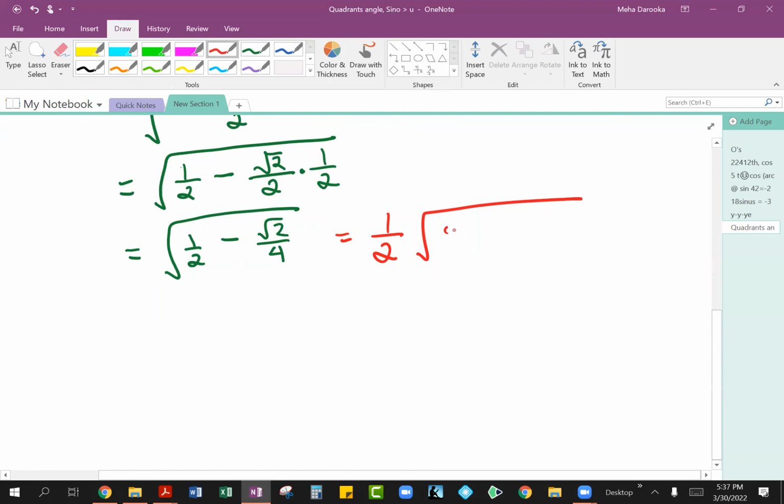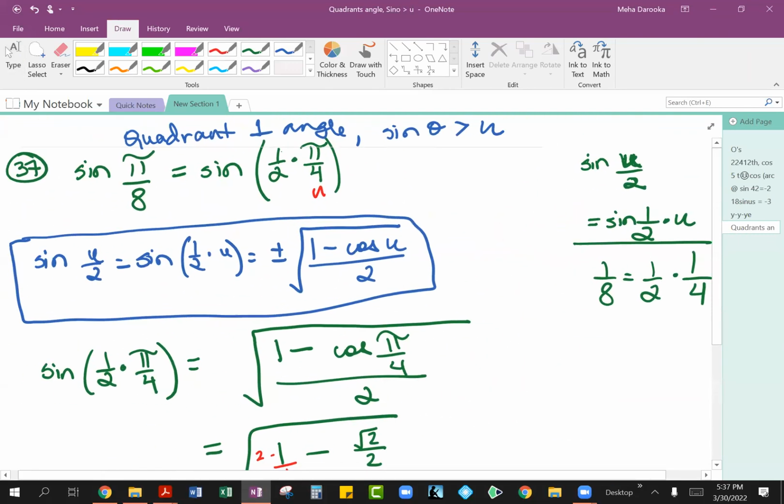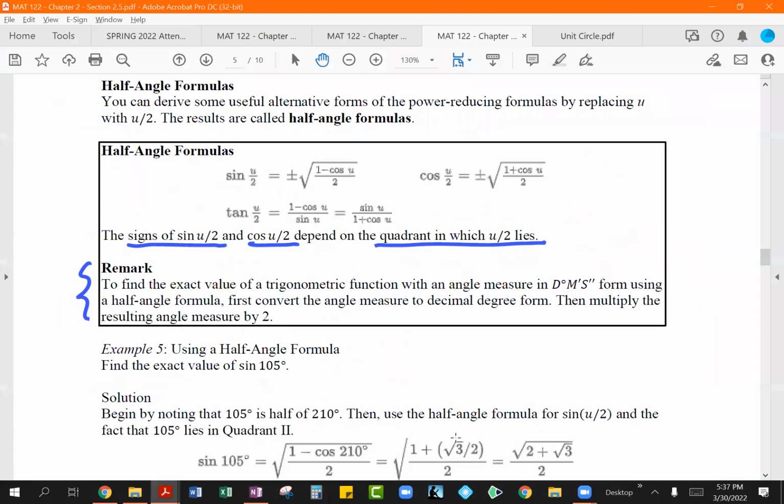And then you're left with 2 minus square root of 2. So play around with it a little bit, because I'm not sure what WebAssign wants. Sometimes they simplify the answers and sometimes not. But that's, again, the idea of using these half angle formulas to help you come up with the exact value of your function.